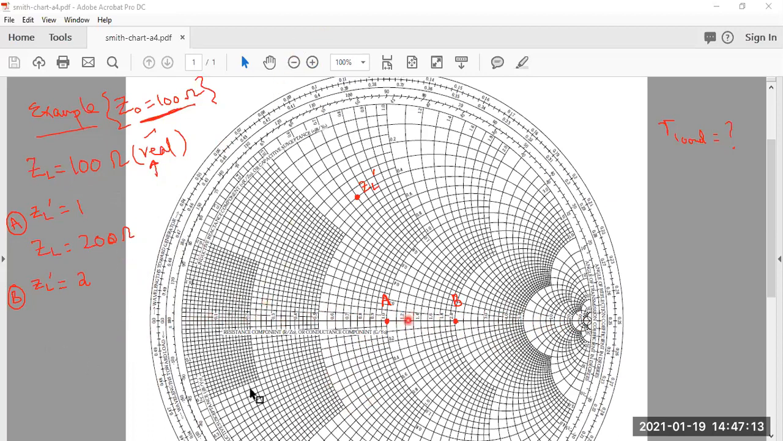So let's consider another possibility, that ZL is equal to 0 ohm. It means we are talking about a short circuit load. So of course, the normalized value will also be equal to 0, because 0 divided by 100 is 0. So what is the location of this point? Let me call this point C.